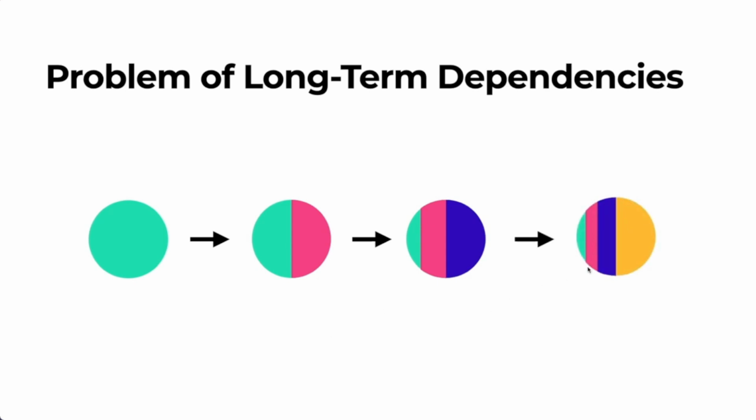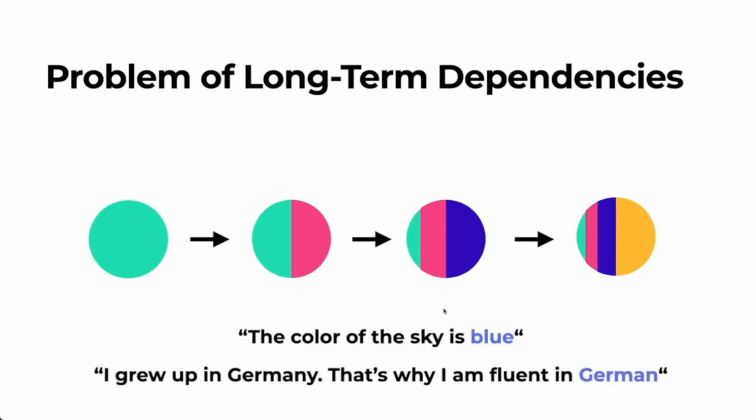So let's again have a look at the two sentences from the beginning. The color of the sky is blue, and I grew up in Germany, that's why I'm fluent in German. In the first example, the relevant information are sky and blue, so they are close together. But in the second one, maybe we can guess the word should be a language because we see the word fluent. But to guess the correct language, we also have to read the previous sentence. So we have to go further back in time. So the more we have to go back, the more difficult it can be for our RNN because of this problem with the vanishing gradients.